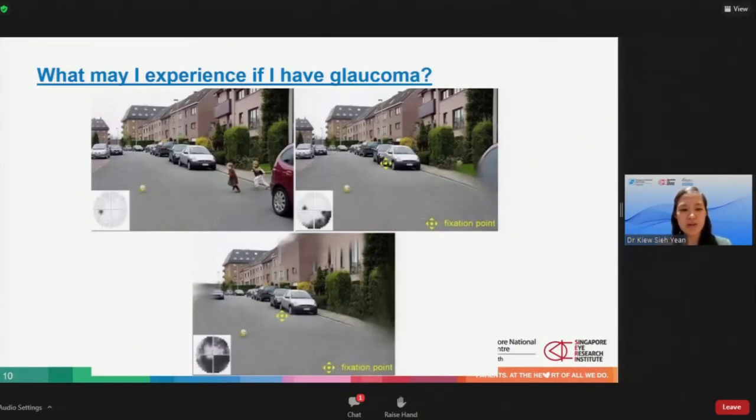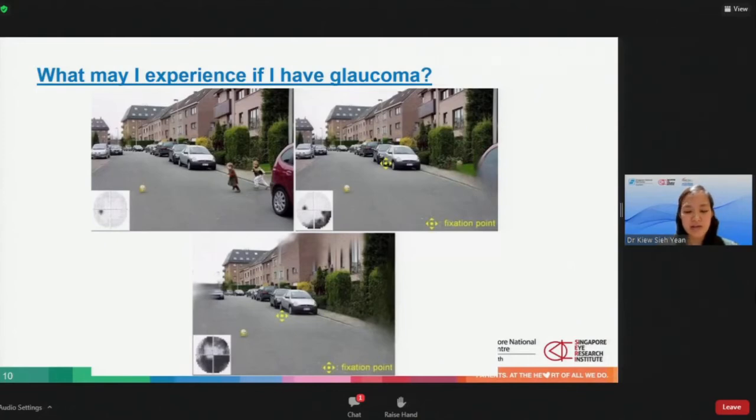These pictures show on the left what a normal person sees, and on the right, what someone with moderate glaucoma might see. At the bottom, what someone with severe glaucoma sees. As you can see from the pictures, a person with moderate glaucoma may not notice the red car parked at the side, and even the children are not well seen. The field of clear vision is even smaller in the individual with severe glaucoma.